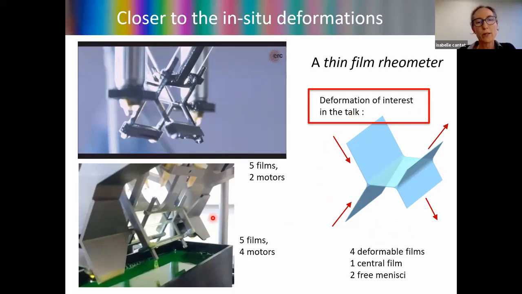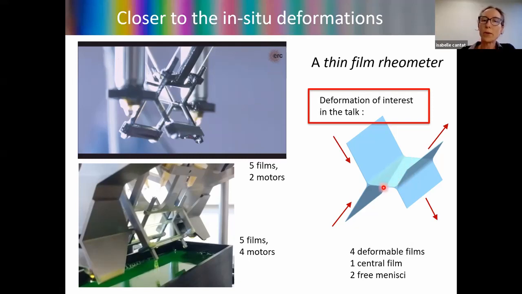That's a new version with 5 motors, and the deformation of interest will always be the same in the talk. I compress 2 films on the left, I stretch the 2 films on the right, and I mainly study what happens in the central film.